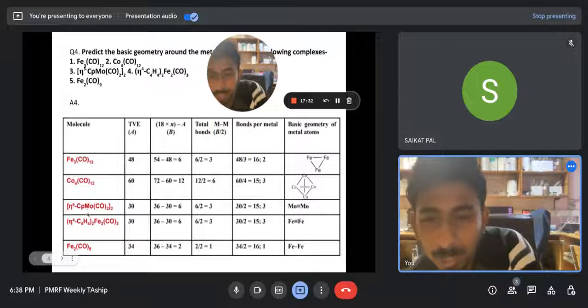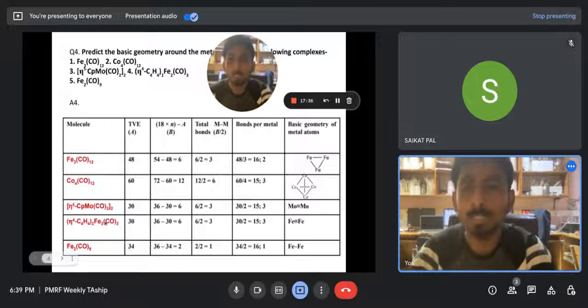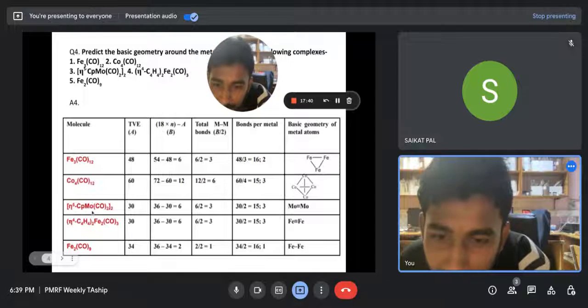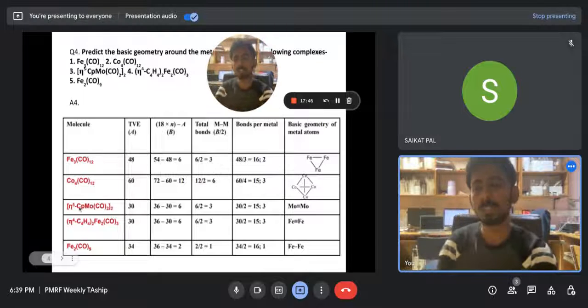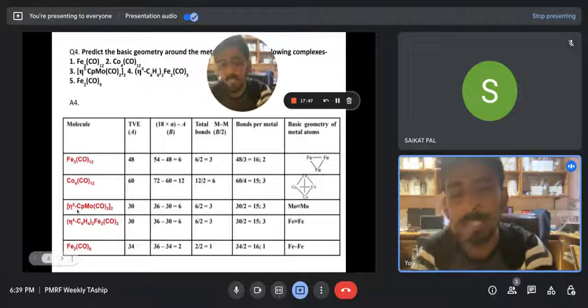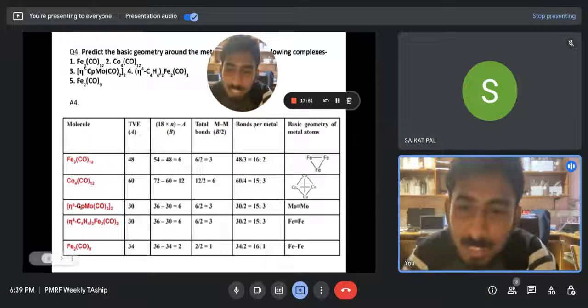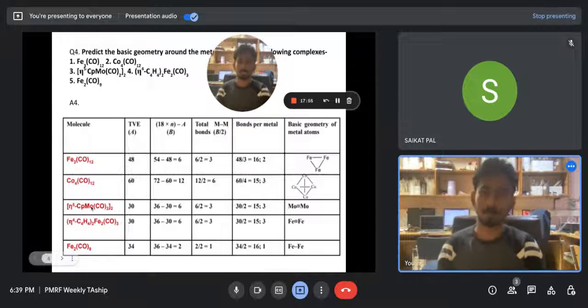Coming to the next example, eta 5 Cp Mo(CO)2 whole 2. So you have to calculate this case. In this case, molybdenum is in the plus 1 oxidation state, because eta 5 Cp is an anionic 6 electron donor ligand. So it is a negatively charged molecule, and molybdenum is actually in its plus 1 oxidation state.